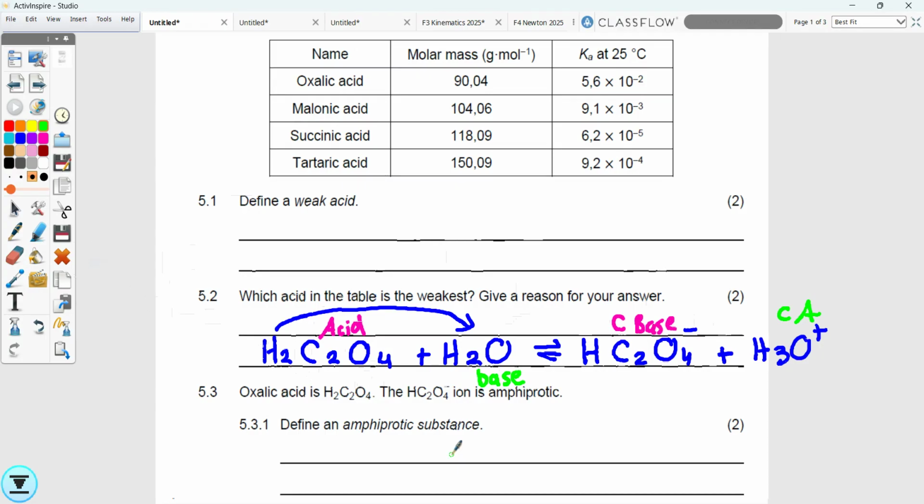So amphiprotic substance, so tell me which of these, oh, they told you. But if they didn't tell you, how would you know which of these substances is the amphiprotic one? It has to have a hydrogen, because if it doesn't have a hydrogen, it cannot give a hydrogen, so it cannot be an acid. So you have to look for something that has a hydrogen. But it must also be able to take a hydrogen, so it must have a negative charge. Look out for that. If we ask you for something that is amphiprotic, it needs to have a hydrogen so that it can give a hydrogen, but it must also be able to take a hydrogen.